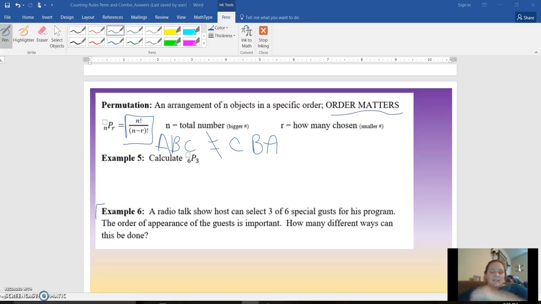All right, so a talk show host can select 3 of the 6 for his program, and order is important, so that's how we know it's a permutation. How many different ways can it be done? All right, so I put 3 blanks, and then we have 6 to choose from, then we have 5 to choose from, then we have 4 to choose from. Okay, and we get 120.